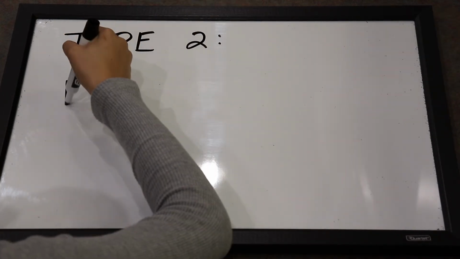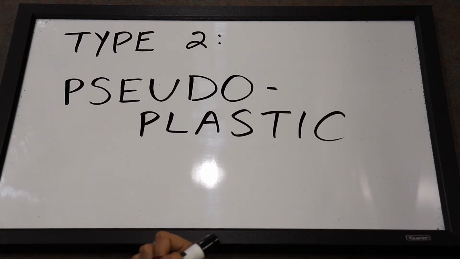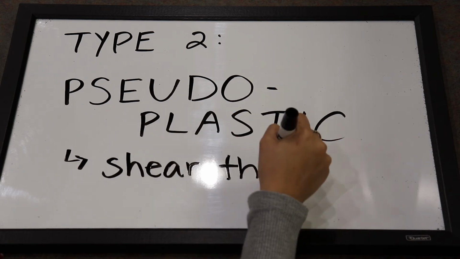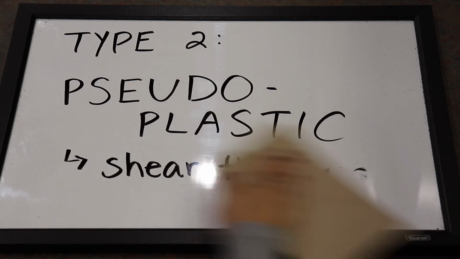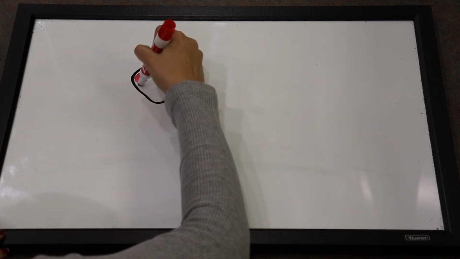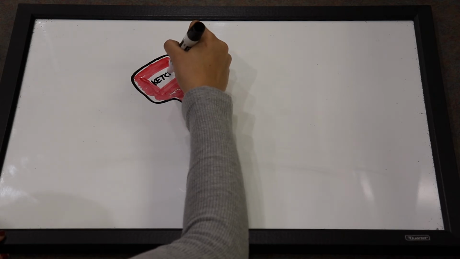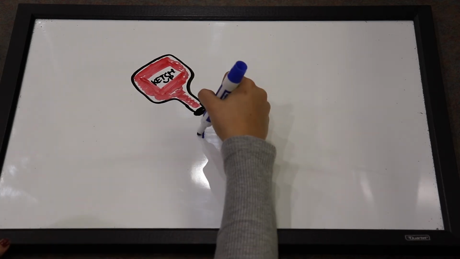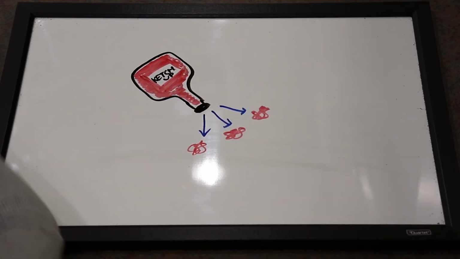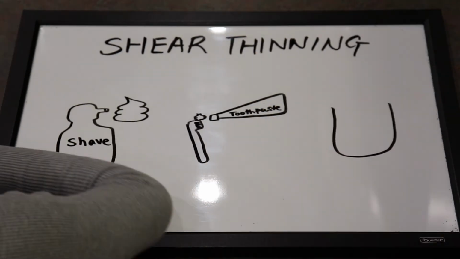The second type of non-Newtonian fluids are pseudoplastic fluids, which are shear thinning fluids. This means when force is applied on these fluids, they become thinner. Consider ketchup. You may need to tap the bottom of the bottle or shake it loose to get it to come out. In doing so, you are applying a shear stress to the ketchup, causing it to become less viscous. Other shear thinning fluids are shaving cream, toothpaste, and paint.